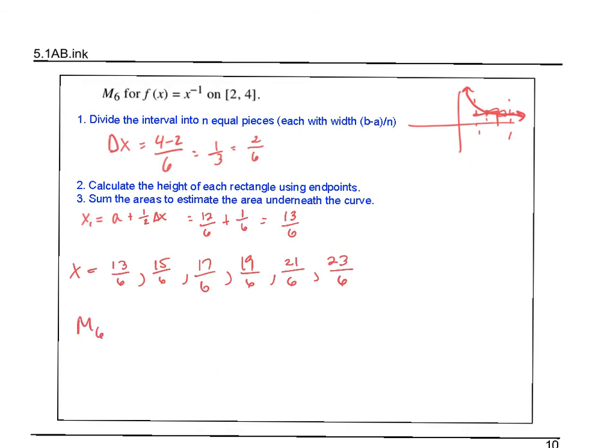So M6 is approximately equal to 1/3, delta x, times the sum of the heights. Remember that these are my x values. I need my y values. So my y values are going to come by reciprocating these fractions because of the function x to the -1. So 6/13 plus 6/15 plus 6/17, 6/19, 6/21, 6/23. And that is approximately equal to 0.692.